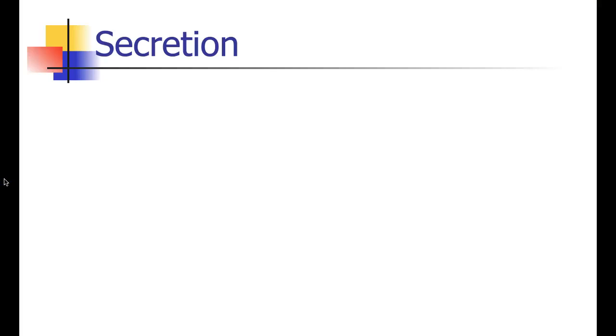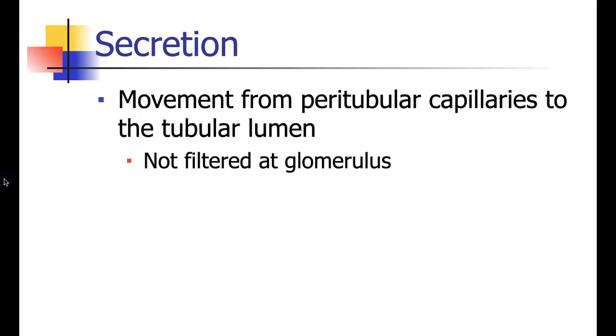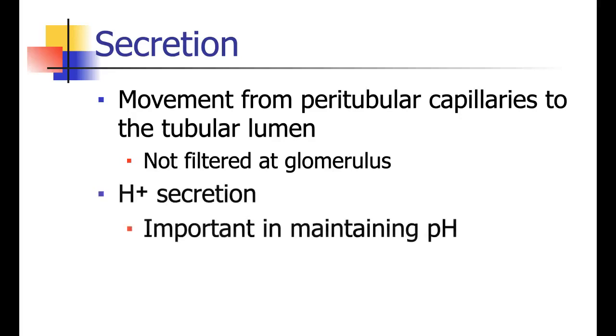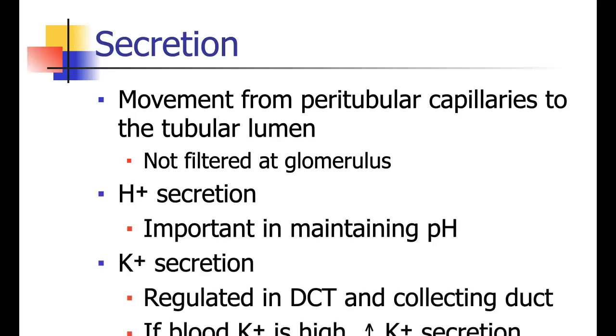Now we're going to talk a little bit about secretion in the kidney. And remember that we're going to have secretion as movement from the peritubular capillaries to the tubular lumen. So if you want to secrete more stuff, dump more things from the blood into the lumen, now you have a chance to do that. So these are going to be things that are not filtered at the glomerulus. A really important one here in maintaining pH is going to be hydrogen ion secretion. And we also see potassium secretion.